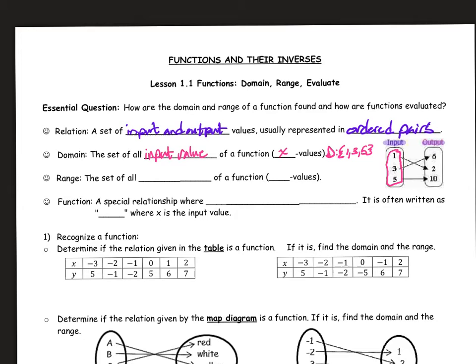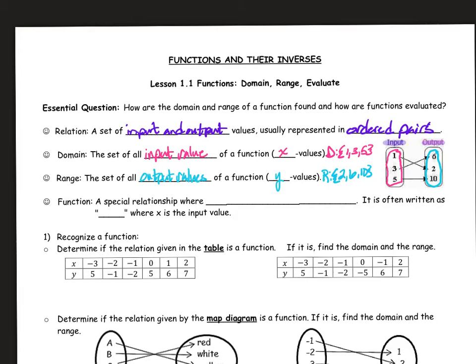So there's my domain. My range is a set of all output values of a function. So basically that is my y values. So I'm going to do my range. I'm going to do the same thing. So here's my range. Again, I want to make sure that I'm writing it from least to greatest. So that means my range would be 2, 6, and 10. Okay, so there's my domain and my range from my problem that I have.